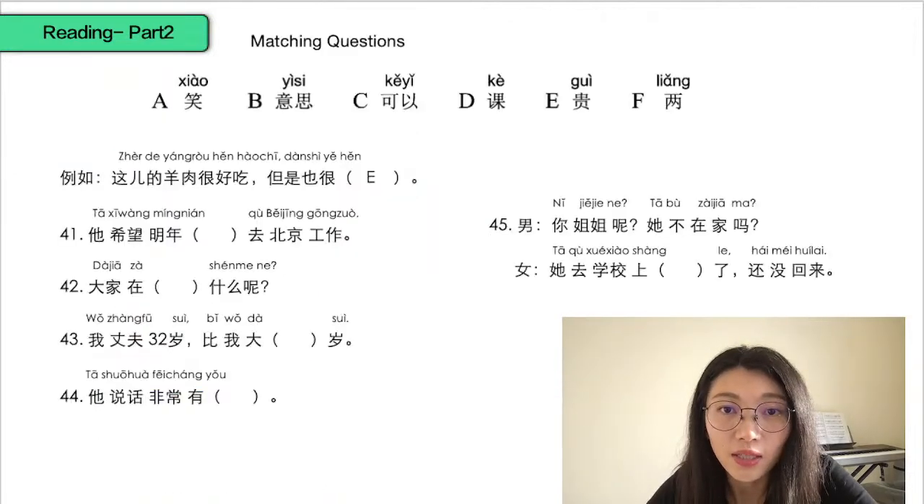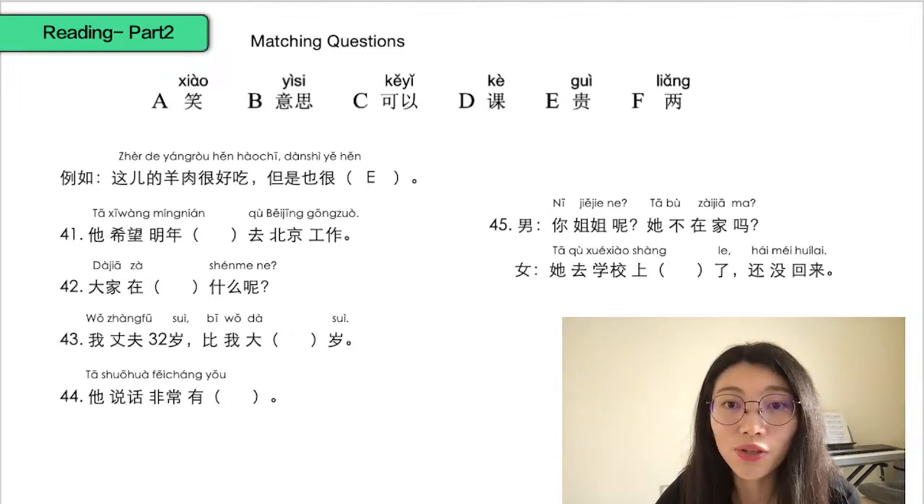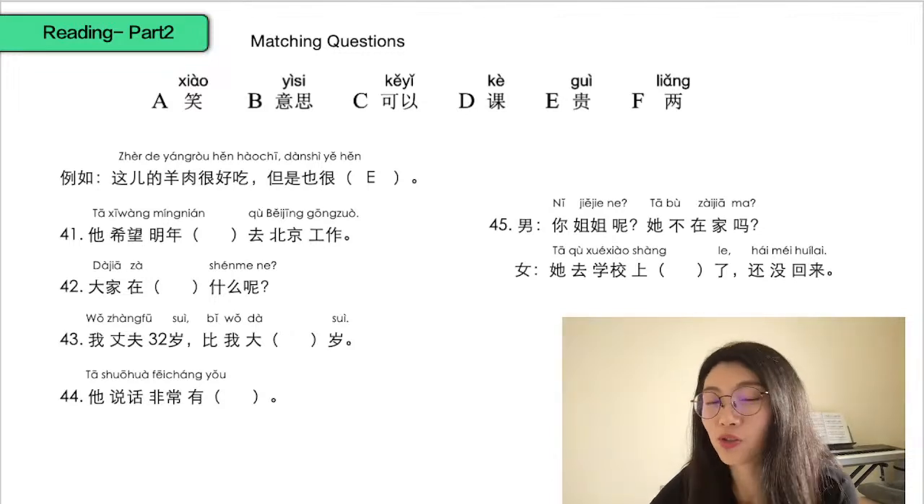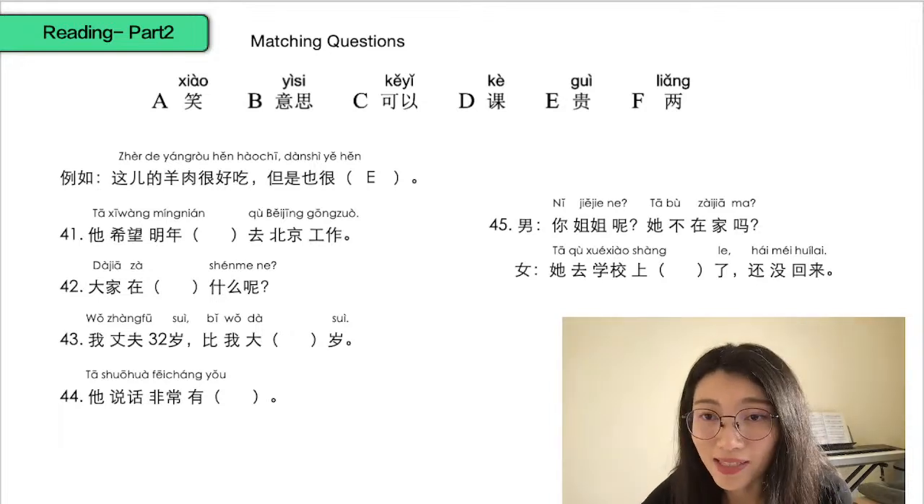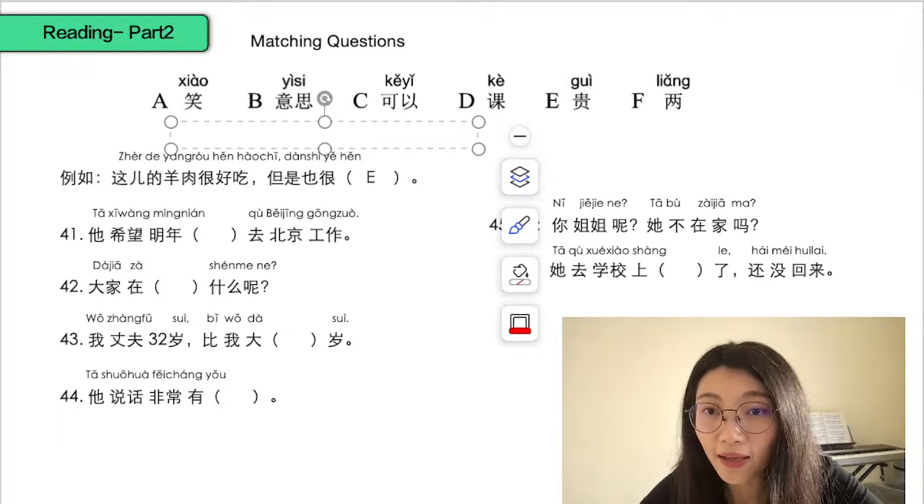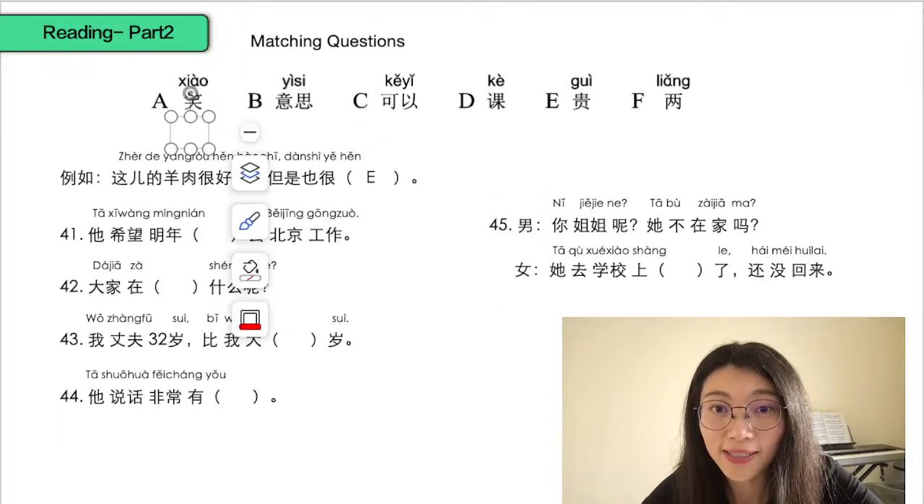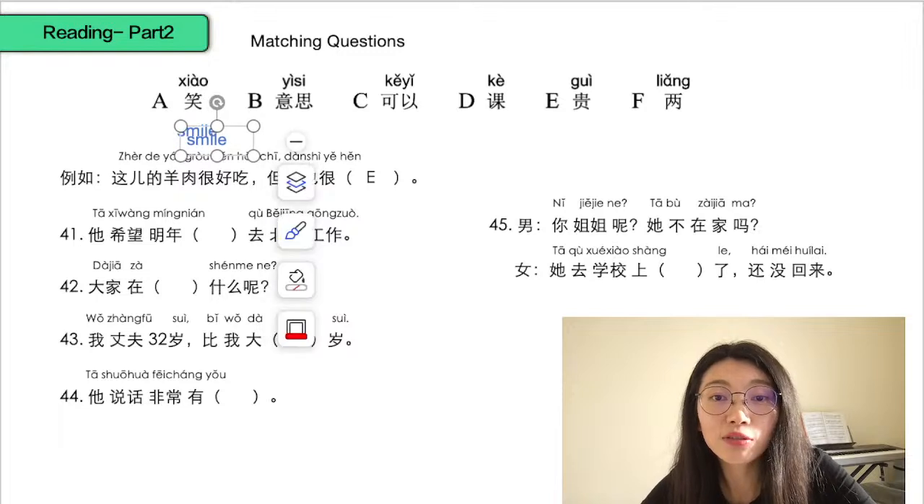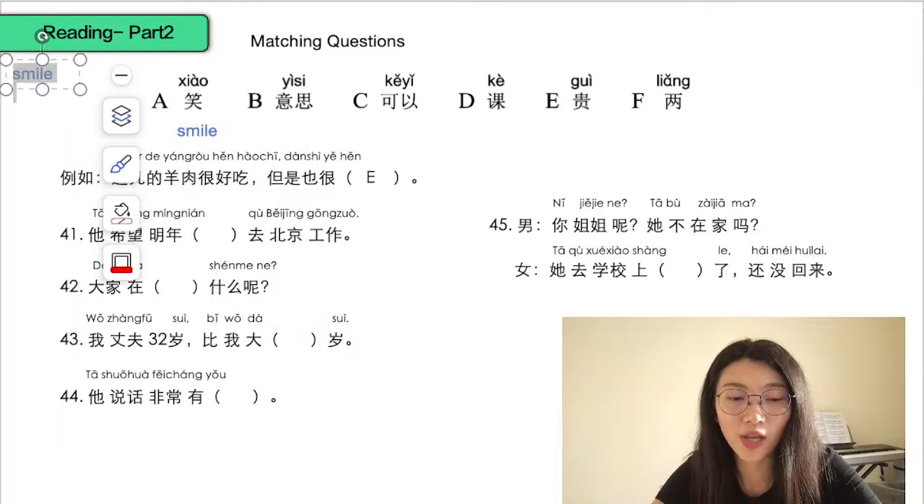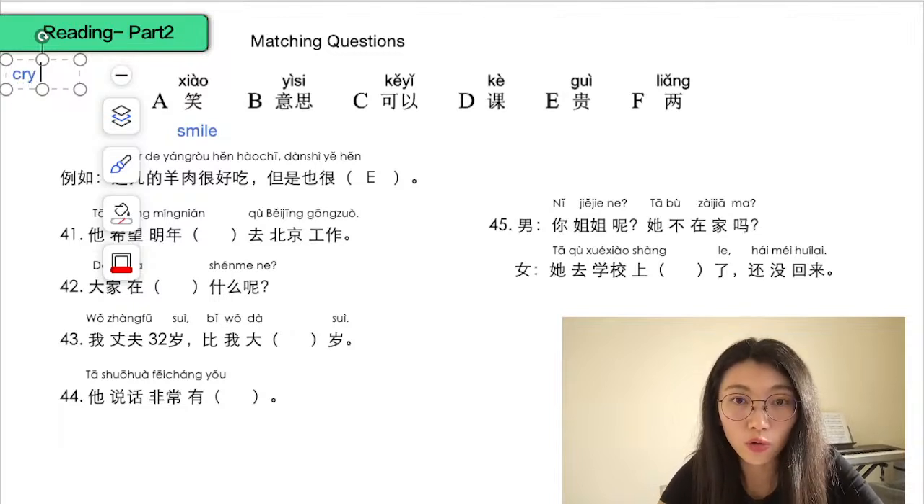Now let's go to part 2. Part 2 is matching questions, and same like HSK1, it has six words from the beginning. Let's write down the meanings. A, 笑. 笑 is a verb, which means smile. How to say cry? You know? 哭.